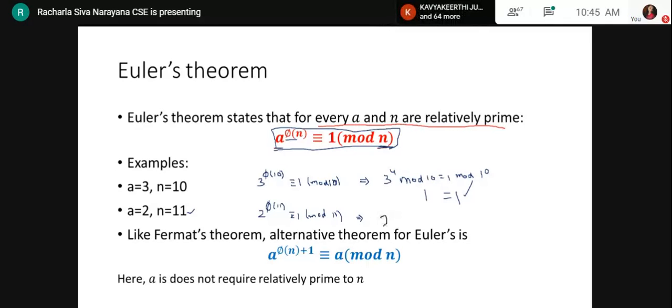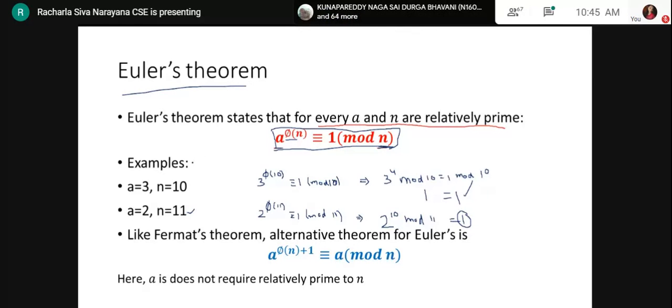So 2 power 10 mod 11 is equal to 1 mod 11. So 2 power 10 means 1024. So 1024 mod 11 is equal to 1, and 1 mod 11 is also 1. So if you perform the division, you get remainder 1. So this is Euler's theorem.